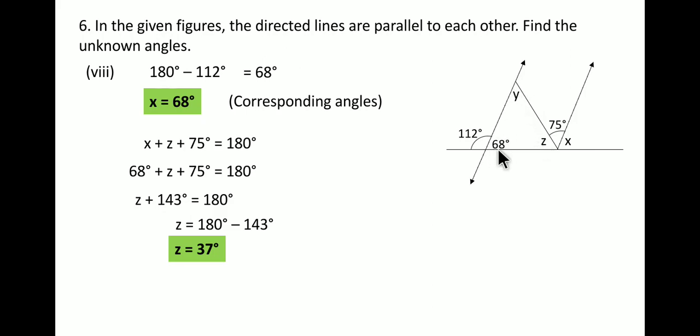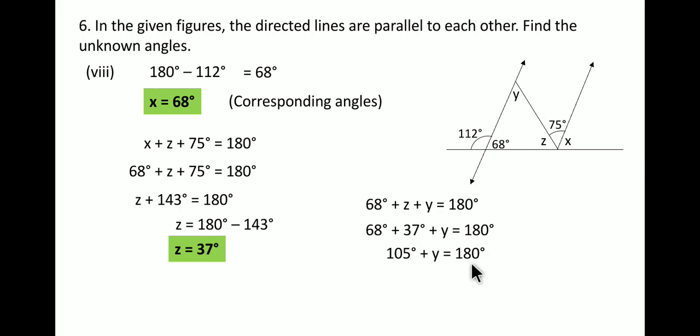Now in this triangle, if you add Z, Y and this angle 68 degree, the sum total will be equal to 180 degree. So 68 degree plus Z plus Y is equal to 180 degree. Let's put the value of Z as 37 degree out here. So 68 degree plus 37 degree plus Y is equal to 180 degree. So adding 68 and 37, you will get 105 degree plus Y is equal to 180 degree. So Y is equal to, 105 goes towards the right, so it is 180 minus 105 and thus Y is equal to 75 degree.